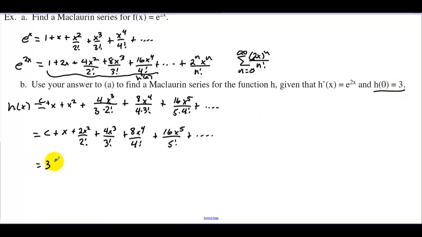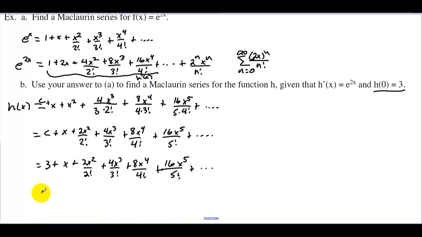Let's get that in there. 3 plus x plus 2x squared over 2 factorial plus 4x to the third over 3 factorial plus 8x to the fourth over 4 factorial, and so on. 16x to the fifth over 5 factorial. Let's get the nth term for this.